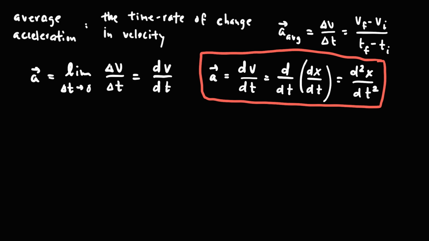And so in order to remember all of the relationships among position, velocity, and acceleration, just remember that the derivative of position is velocity, the derivative of velocity is acceleration, and all three of those quantities are linked very closely to one another.